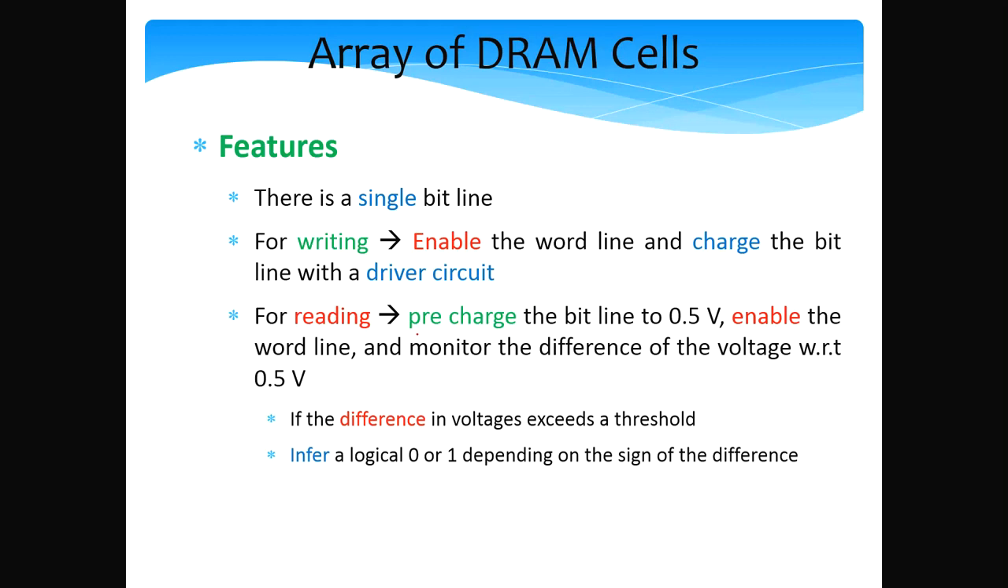For reading, we do something very similar to what we had done in the case of SRAMs. We pre-charge the bit line to 0.5 volts. Here again the assumption is that a logical 0 is 0 volts, which is most of the time correct. Nowadays most of the supply voltages are close to 1 volt. So we pre-charge the bit line to half of the supply voltage, which in this case is 0.5 volts. We enable the word line and we monitor the difference of the voltage with respect to 0.5 volts.